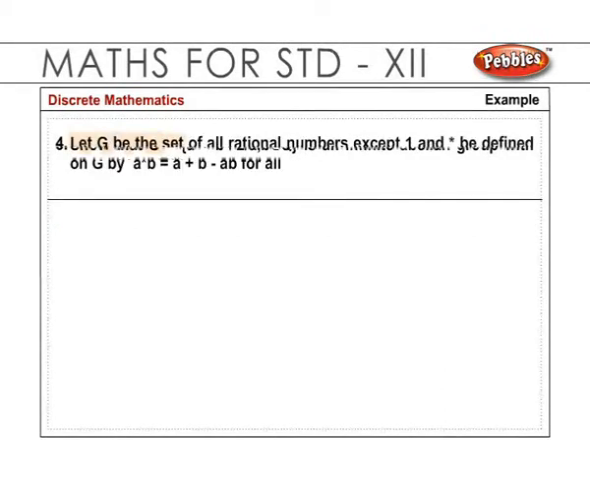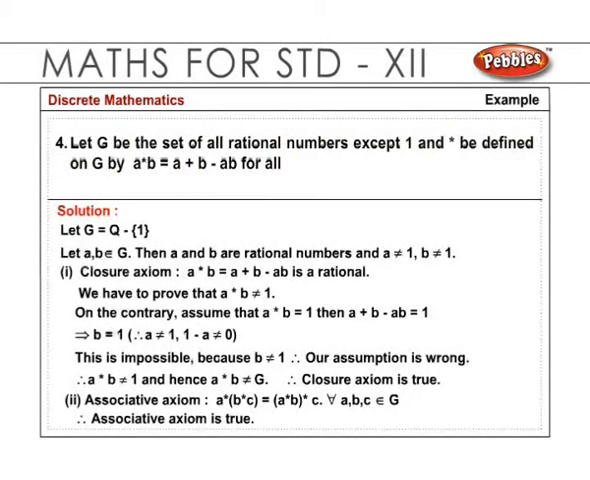Let G be the set of all rational numbers except 1, and let asterisk be defined on G: a asterisk b is equal to a plus b minus ab for all a, b in G. Solution: let G is equal to Q minus 1. Let a, b belong to G. Then a and b are rational numbers and a is not equal to 1, b is not equal to 1.